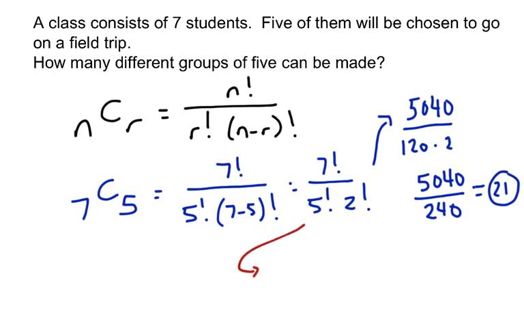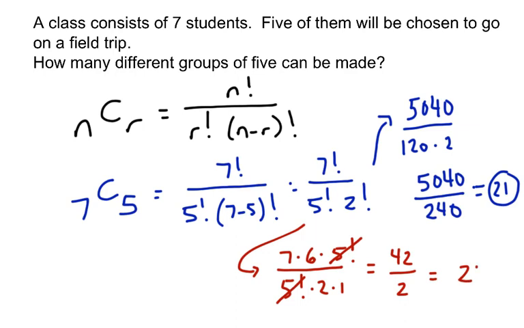The other approach, if you like that, I've got 7 factorial on top that I am going to rewrite as 7 times 6 times 5 factorial. The reason I stop at 5 factorial is that's the biggest one I have on the bottom. And then times 2 times 1. My 5 factorials cancel. This gives me 42 over 2, which again, it better give me the same result, is 21. There's 21 different groups of 5 that I could make. Here, order doesn't matter, so we used a combination.